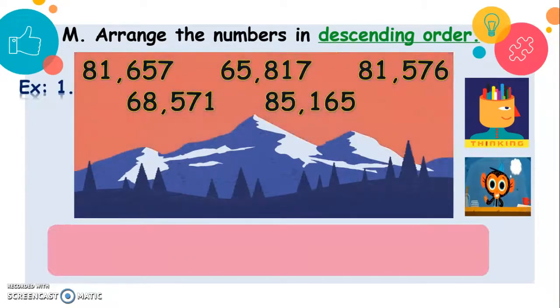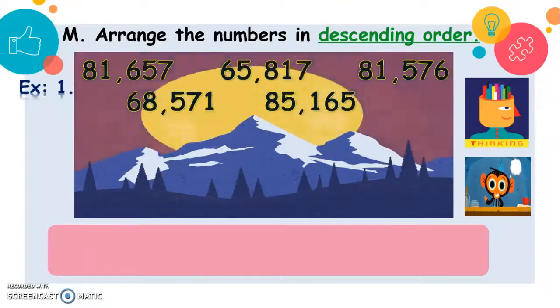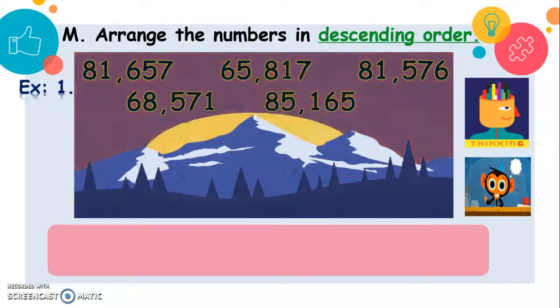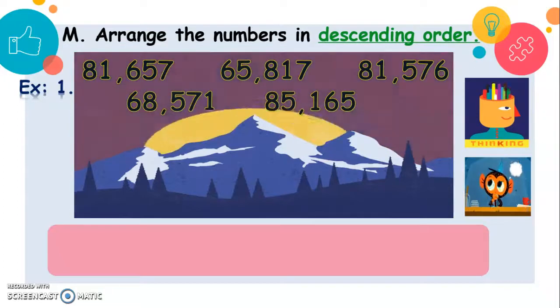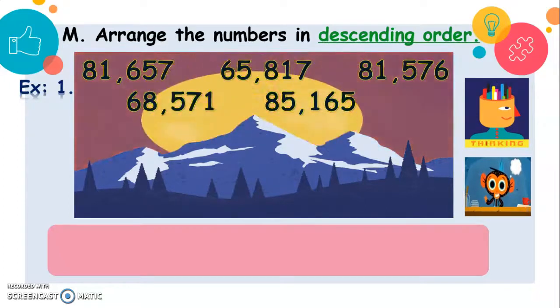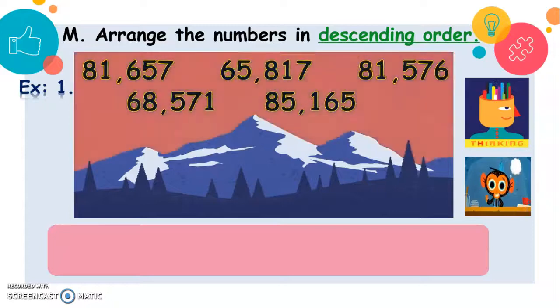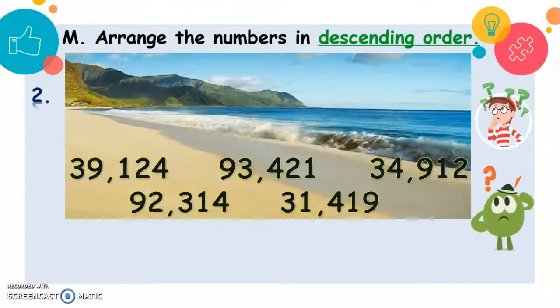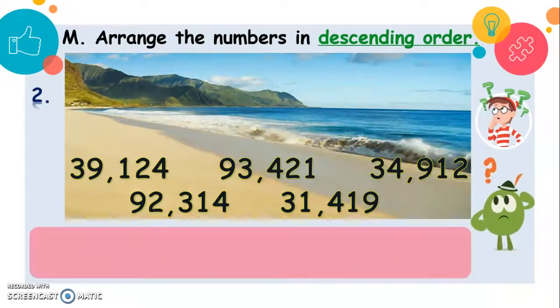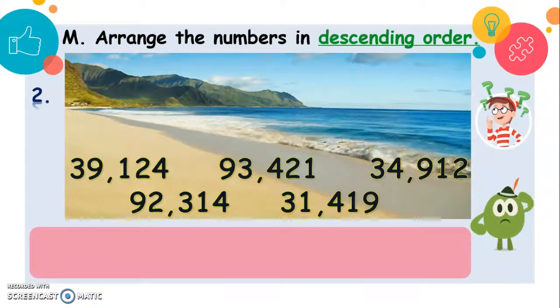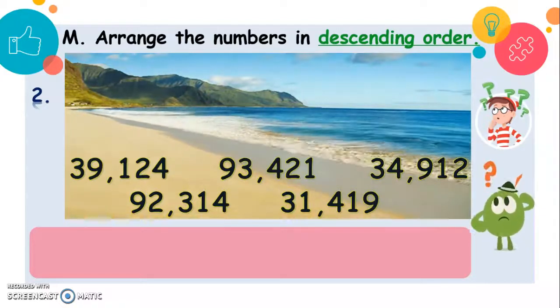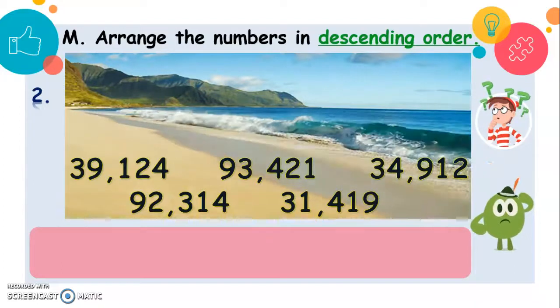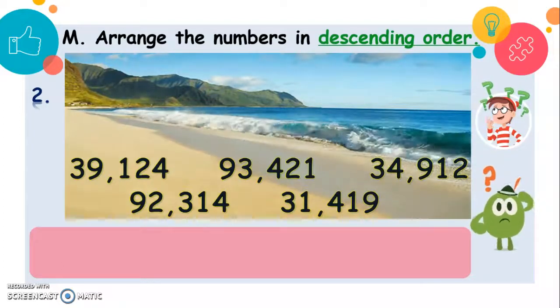Again, try to think which number should come first until the last one. So you are given 5 numbers that you have to arrange. Try to think of your answer. If you are finished, try to answer also number 2. Again, you have to arrange the numbers in descending order. So look carefully at every number and try to decide which one should come first, next one, until the last number. Try to think of your answer.